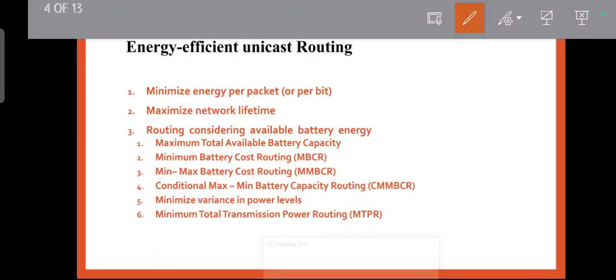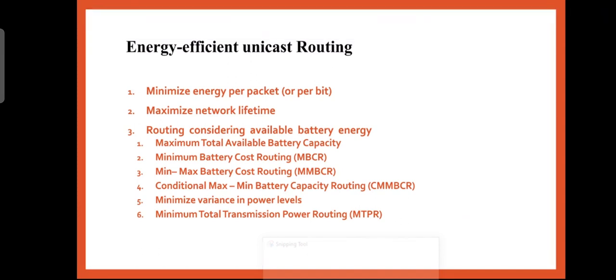Now coming to energy efficient unicast routing. This energy efficient unicast routing follows all these algorithms. Only with the help of these algorithms can we find the best path which consumes less energy for efficient transmission. All these algorithms can be explained very clearly with the help of the following network.